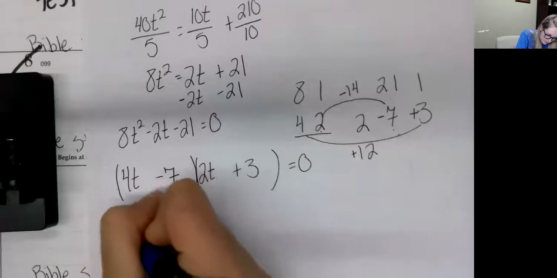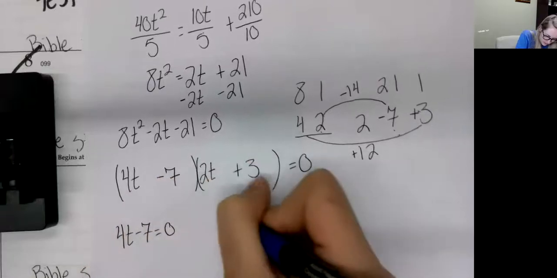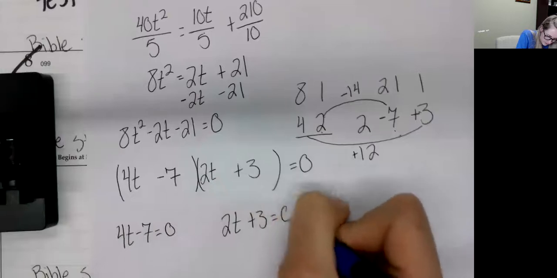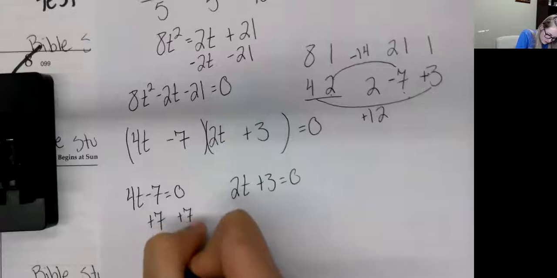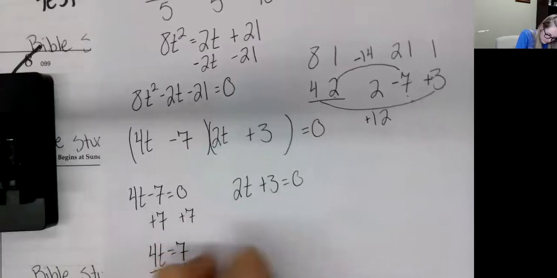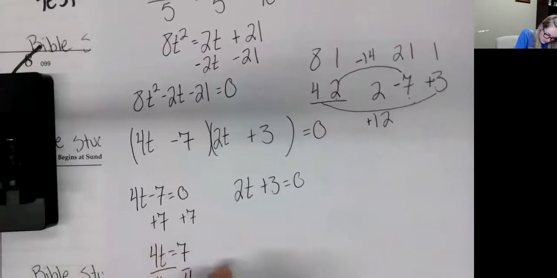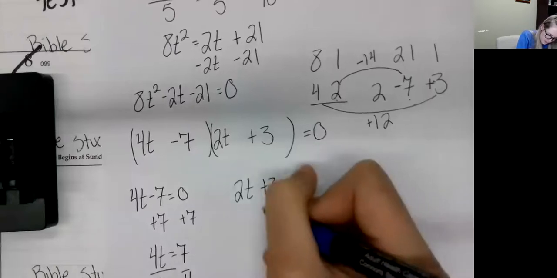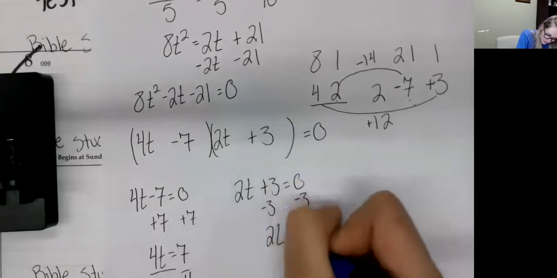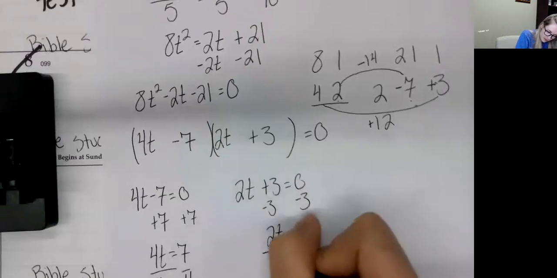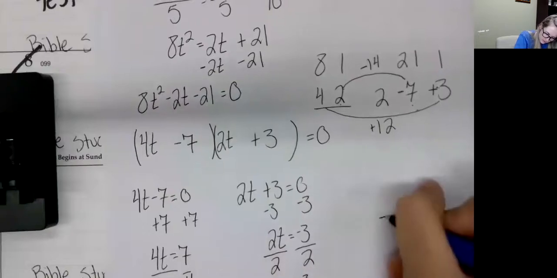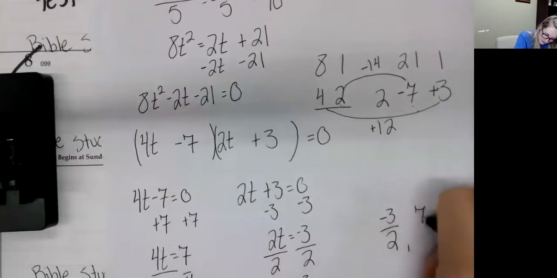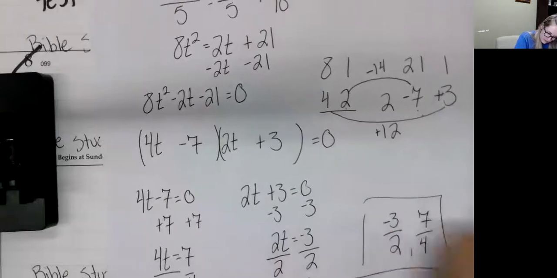So we're going to break these apart into 2 different equations to solve for t. I'm going to add 7 first over here. So 4t equals 7. Divide by 4. So t equals 7 divided by 4. Subtract my 3. 2t equals negative 3. Divide by 2. So t equals negative 3 halves. So I have negative 3 halves and 7 fourths. Go ahead and copy that down.